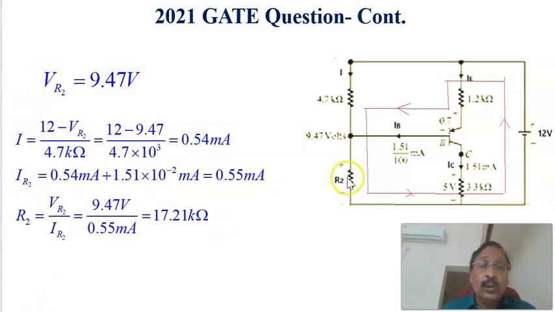Therefore, the current through resistance R2 is 0.54 milliamperes, that is this current I, plus the base current. Base current equal to 1.51 into 10 to the power of minus 2 milliampere, so that is equal to 0.55 milliampere. Therefore, R2 can be calculated as this voltage divided by this current, VR2 divided by IR2, 9.47 volts divided by 0.55 milliampere, which is equal to 17.21 kilo ohms. That is the value of R2.